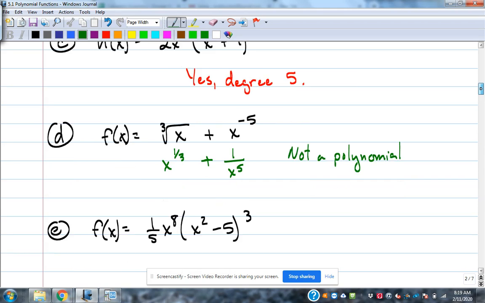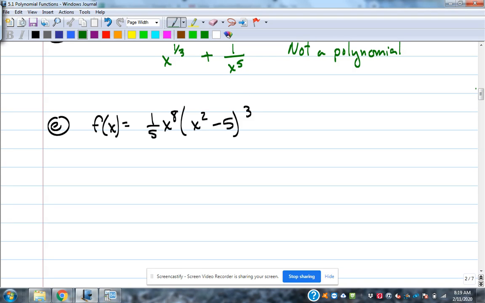All right, let's do a tough one. Example E. 1/5 x to the 8th, parentheses x squared minus 5, all of that to the 3rd power. I see a fraction in the front there, so that means it's not a polynomial, right? 1/5 is a real number, isn't it? And is there an x in that denominator? No, it's out to the side there, so that's okay. That's legal.